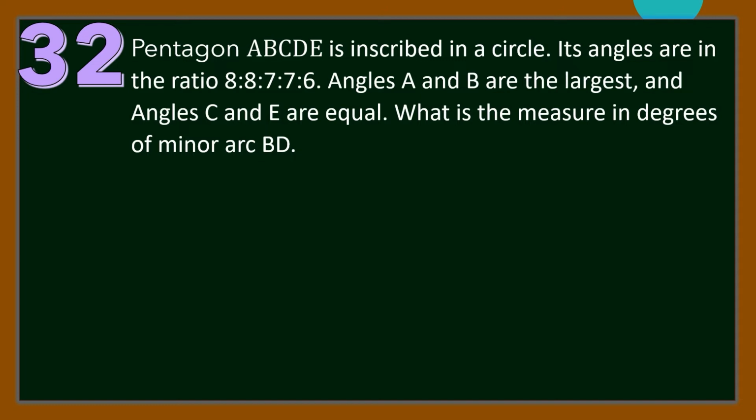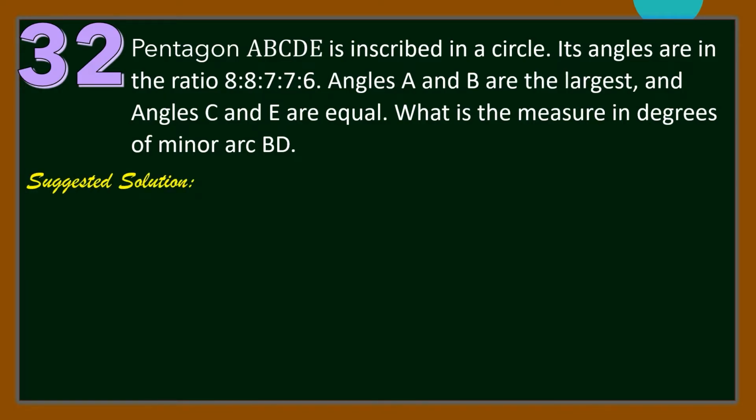Number 32. Pentagon ABCDE is inscribed in a circle. Its angles are in the ratio 8 to 8 to 7 to 7 to 6. Angles A and B are the largest, and angles C and E are equal. What is the measure in degrees of minor arc BD? Here is our suggested solution.